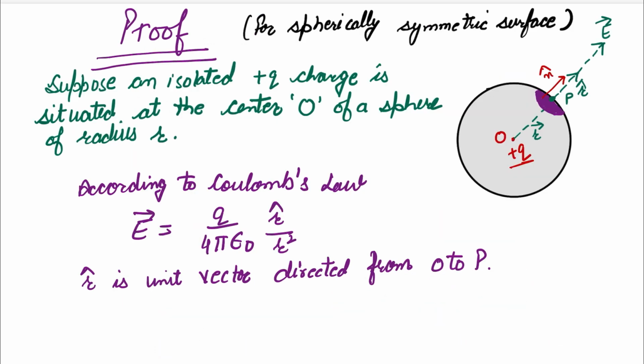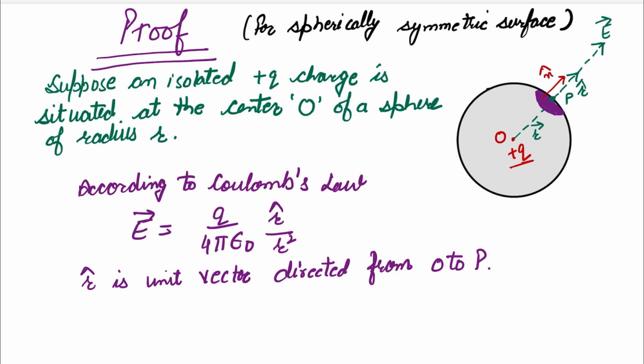To prove the Gauss theorem, we have considered a spherical surface. This black circle represents a sphere. We have O as the center of the sphere. At this center, we have placed plus Q charge. P is another point which lies on the surface of the sphere, and the distance between the points O and P is R. It is oriented away from plus Q and it has direction R cap.